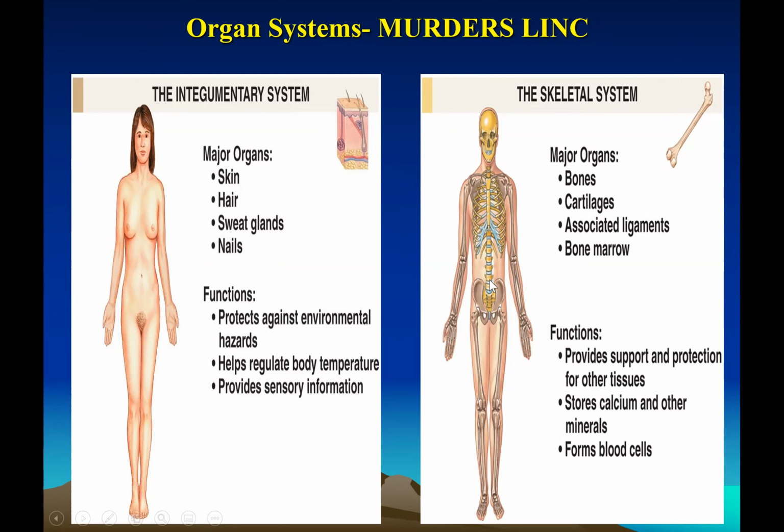The skeletal system is made up of the bones that build your body, the cartilages, the ligaments that hold the bones together, and the bone marrow. Bones provide support and protection for all the body organs. For example, your skull is protecting your brain. It is also a reservoir of calcium in your body. And in the bone marrow is where hematopoiesis happens. That is, in the bone marrow, blood forms. So it's the factory for making blood.